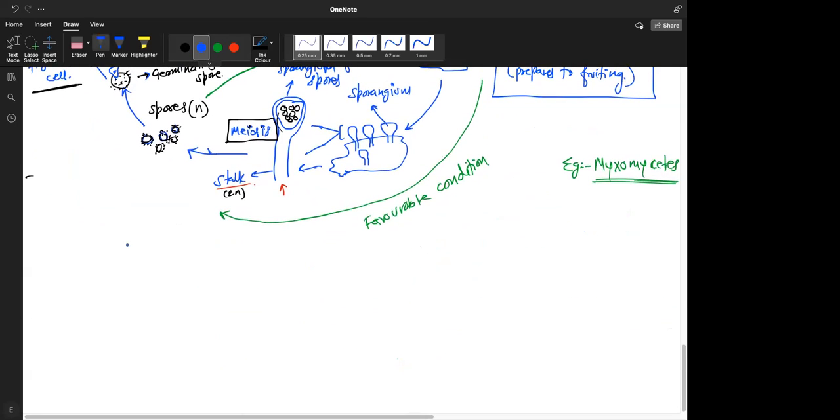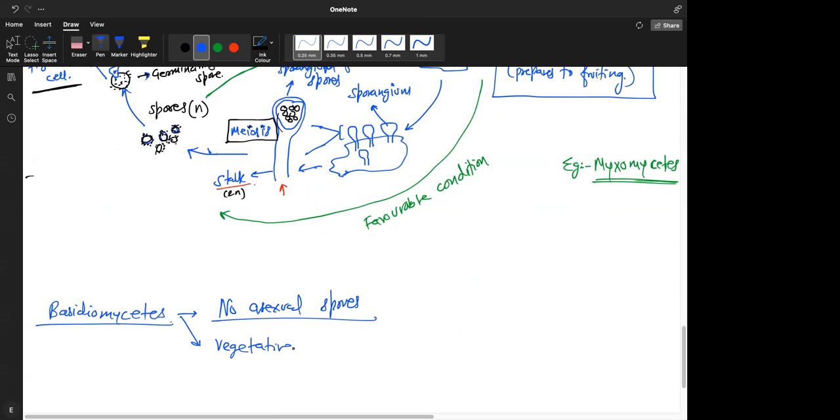First is fragmentation. So you can write down for basidiomycetes. This was your question, right? Yes. So no asexual spores. So they do not reproduce through spores. But instead, they have vegetative propagation or vegetative reproduction. And you have studied in asexual mode something called fragmentation. Remember the chapter? Yes. Yeah, fragmentation.